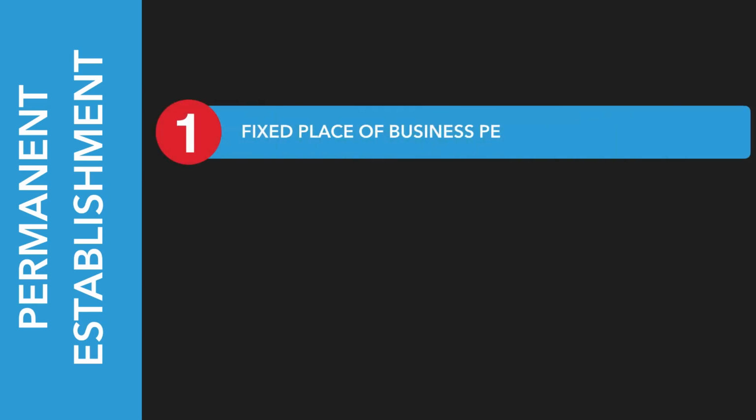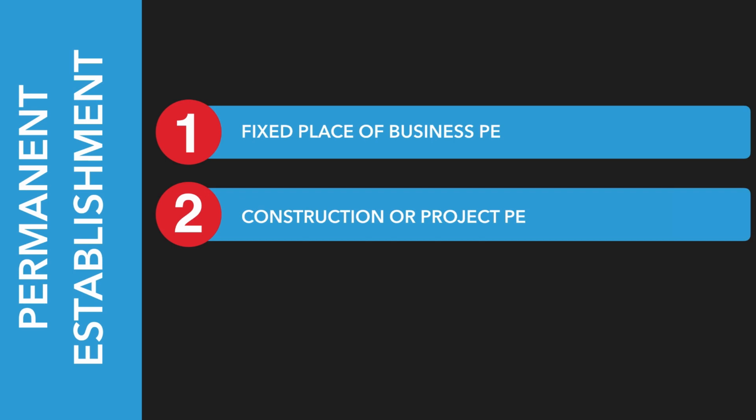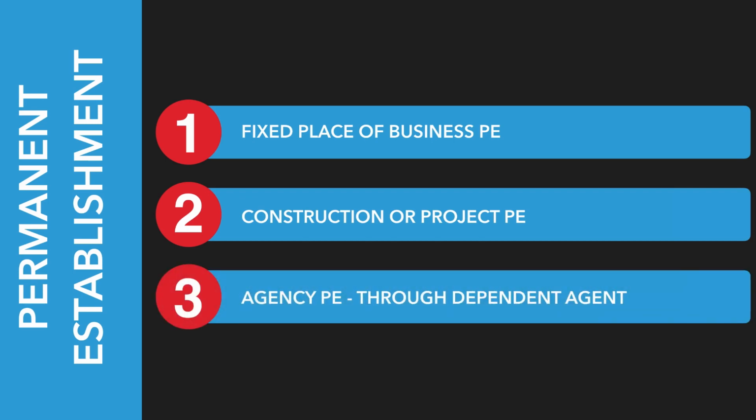Permanent establishment. So this is another concept that is really interesting if you operate an international business. A permanent establishment, what is it? It's basically a fixed place of doing business. Okay, so a fixed place of business. It could also be a construction or project permanent establishment, or it could be an agency permanent establishment, so through a dependent agent. So somebody is basically representing you in that country. Okay, so these are the three kinds of PE.